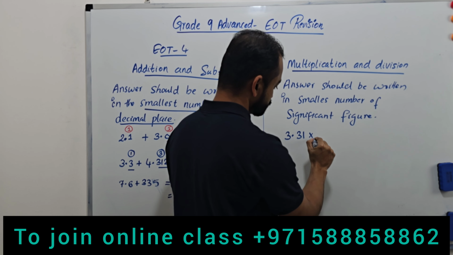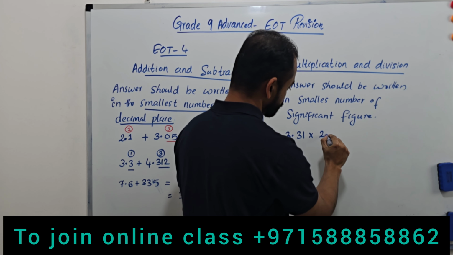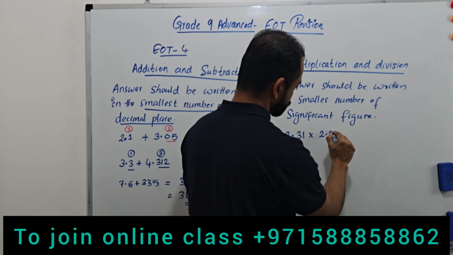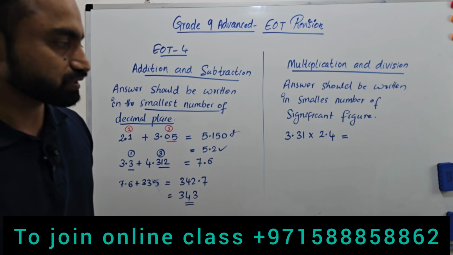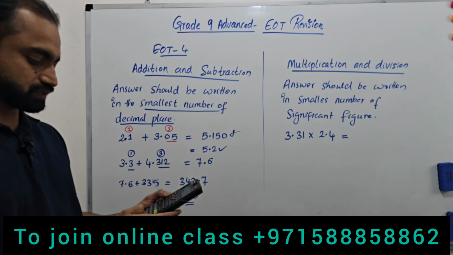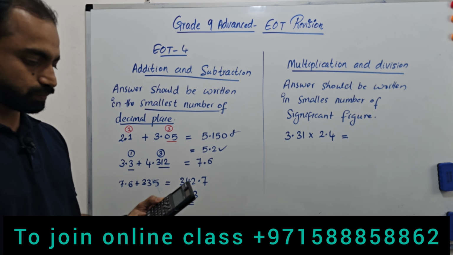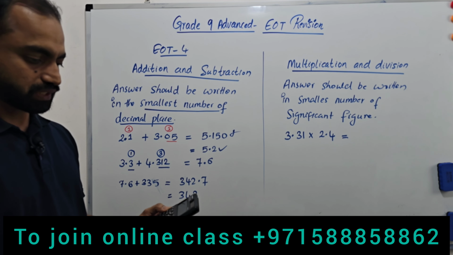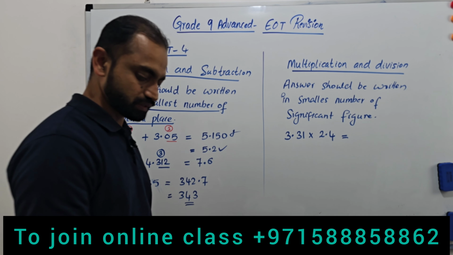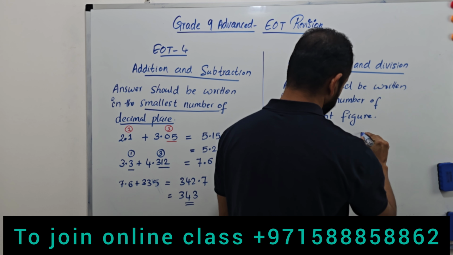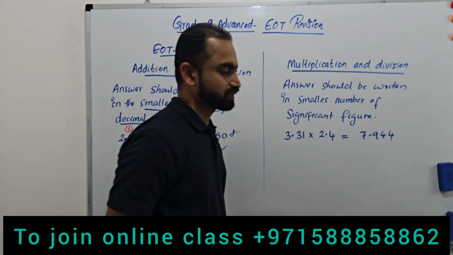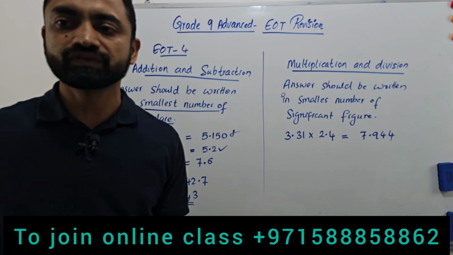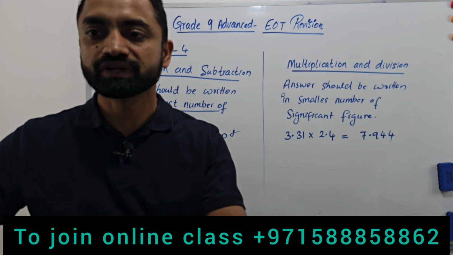3.31 times 2.4. What is the answer here? I will multiply this 3.31 times 2.4. So the answer is 7.944 in the calculator. 7.944.